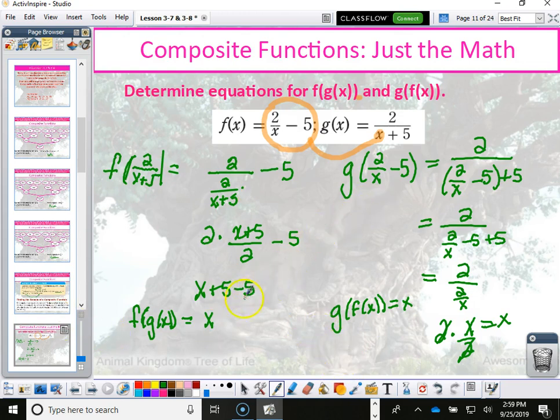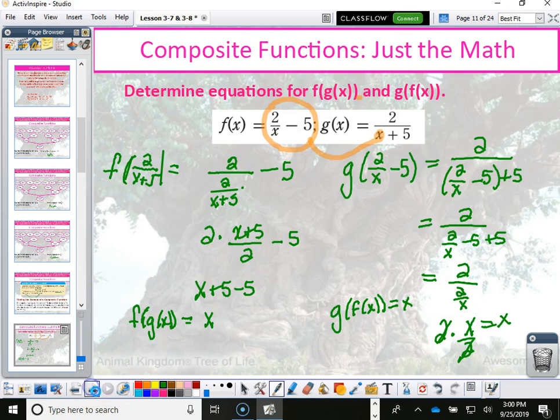Bonus question. Because f of g of x equaled x and g of f of x equals x, does anybody know what that tells us about f and g? Well, hopefully you will by the end of the class.